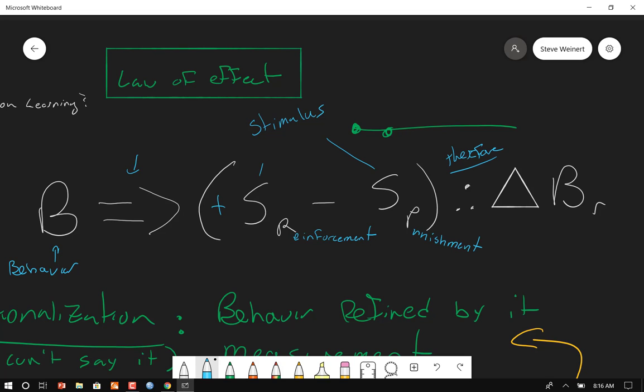Three little dots mean therefore. I'm going to write this over here just to make sure. A behavior followed by a stimulus that's either a punishment or a reinforcement. Therefore, what's the triangle for?